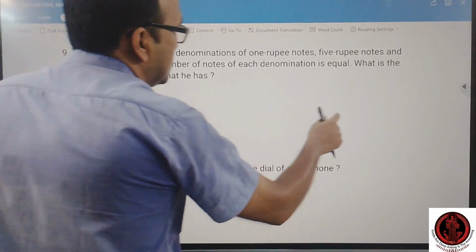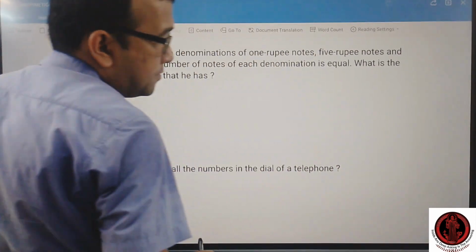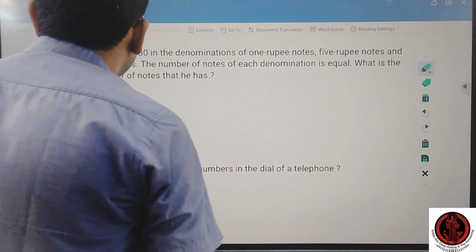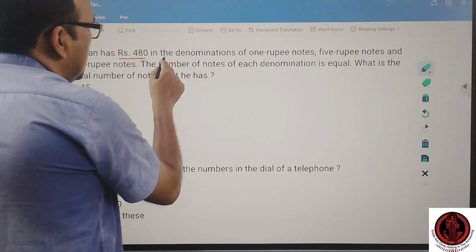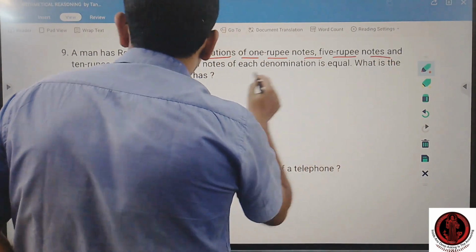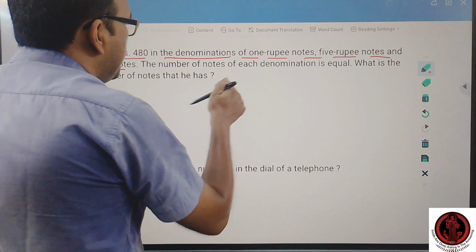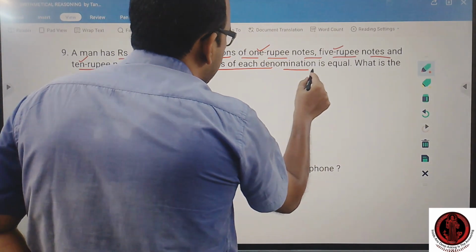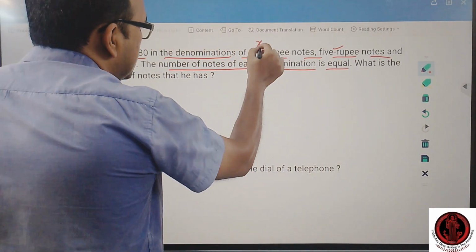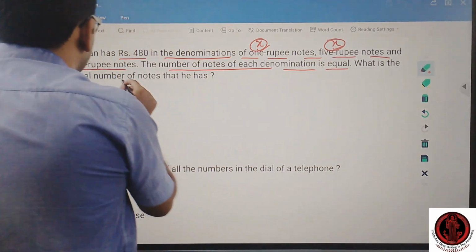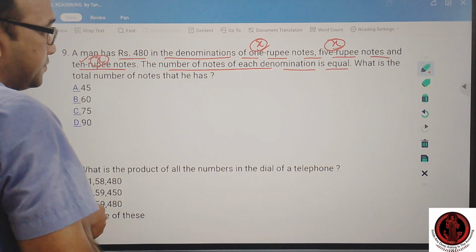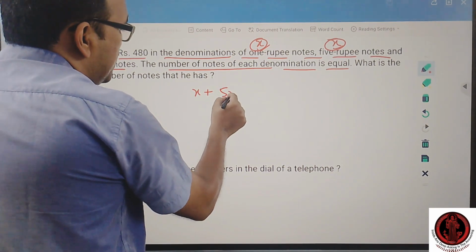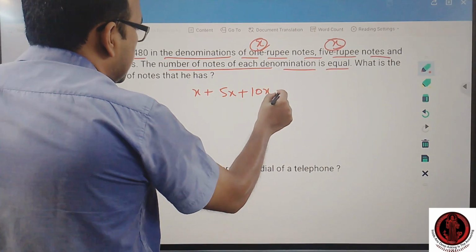Next question number 9. A man has 480 rupees in the denominations of 1 rupee note, 5 rupee notes and 10 rupee notes. So three types of notes are there: 1 rupee, 5 rupee and 10 rupee. The number of notes of each denomination is equal. So suppose x 1 rupee, x 5 rupee and x 10 rupee notes are there. So x 1 rupee notes means x, x 5 rupee notes means 5x, x 10 rupee notes means 10x.